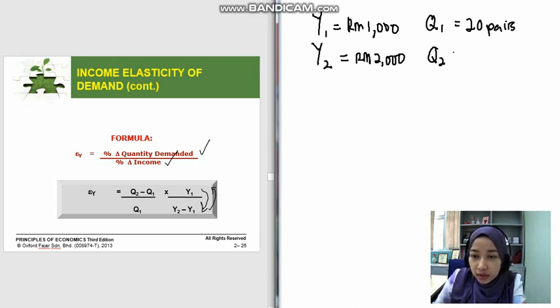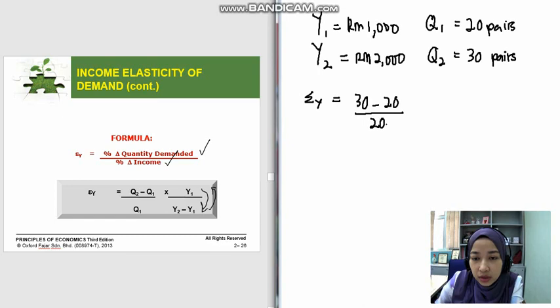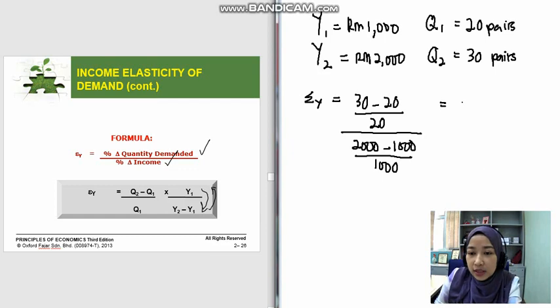So what happens here is the quantity demanded for these pairs of shoes increases from 20 pairs to 30 pairs. Instead of 20, now they are willing to buy 30. So how can you find the elasticity level for these pairs of shoes in terms of the demand? You use the formula of elasticity, which is the change in the quantity demanded: 30 minus 20, divided by 20, and you divide that with the change in income, which is 2000 minus 1000, divided by 1000. So what you will get as the answer here is 0.5.